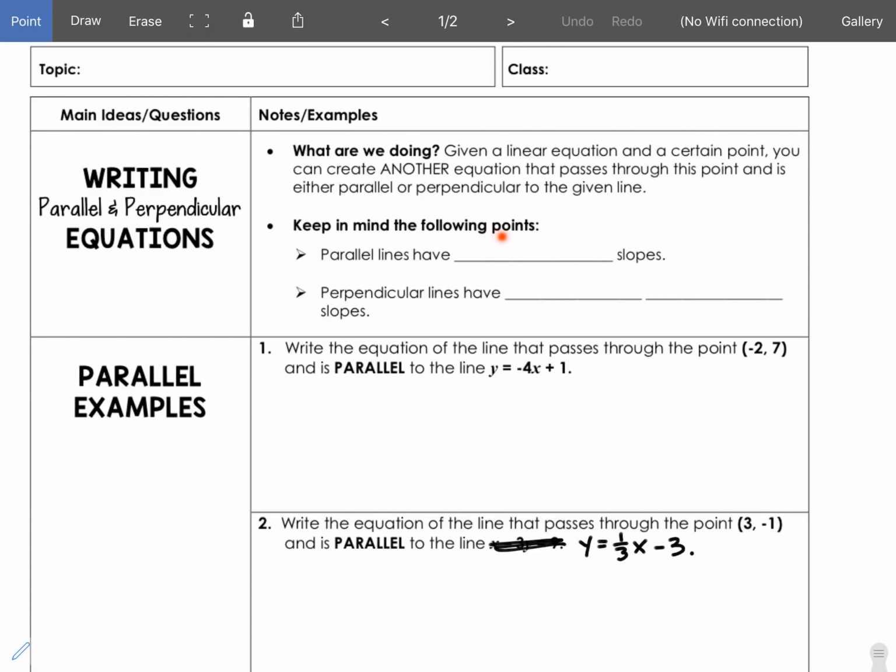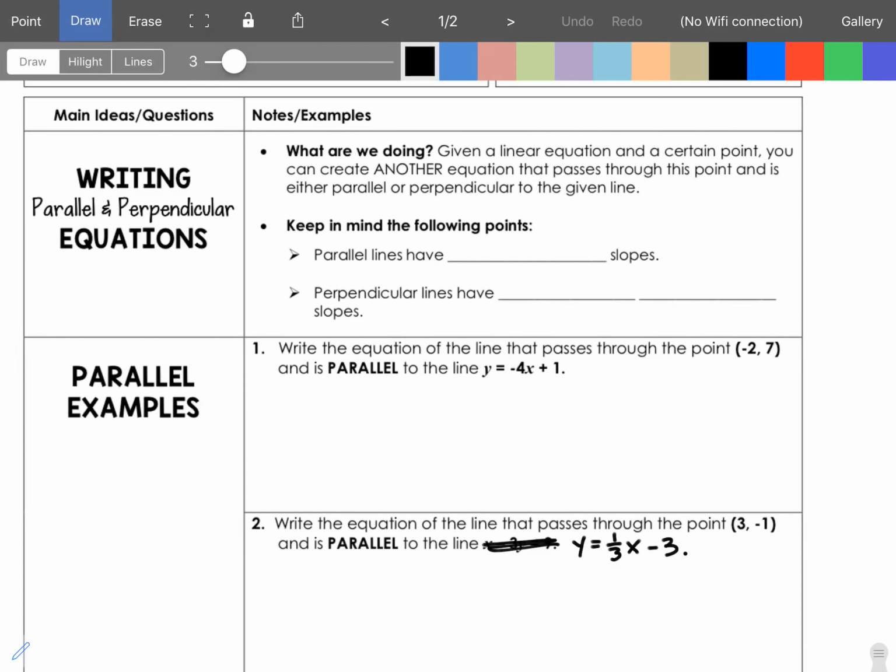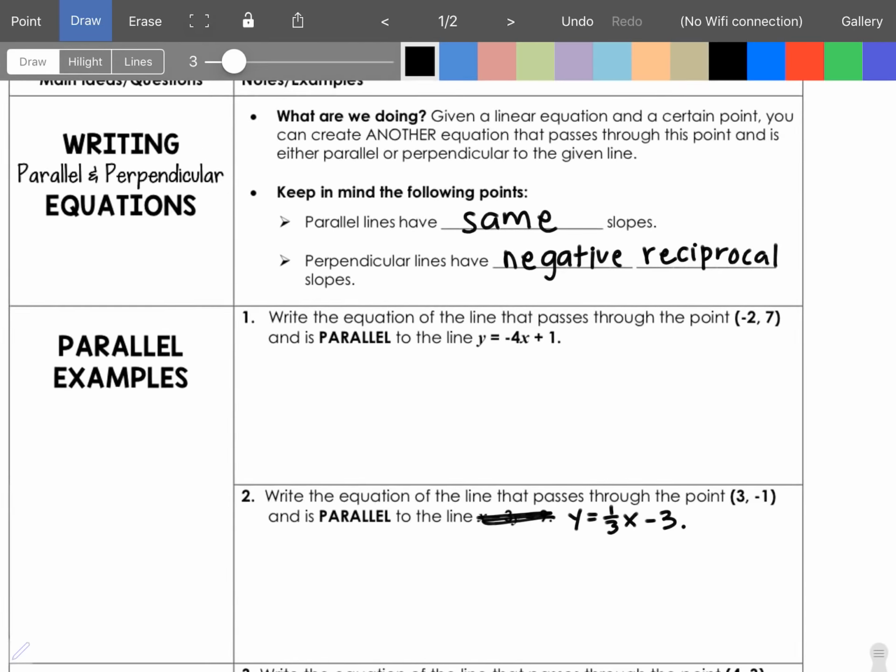Keep in mind the following points. One thing you have to keep in mind is that parallel lines, remember, have the same slopes. Perpendicular lines have negative reciprocal slopes. That's something we learned in the last notes. So same slopes, and then negative reciprocal slopes for perpendicular. So let's look at an example.